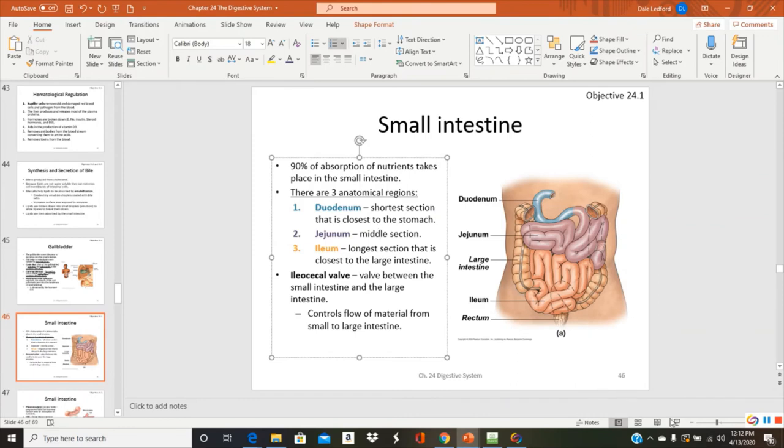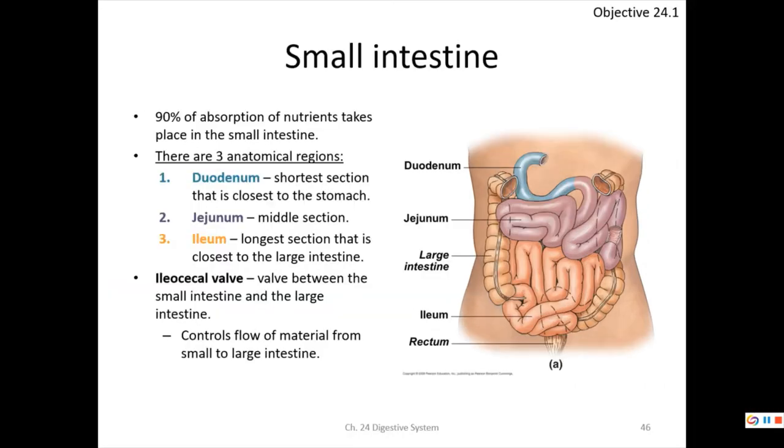The middle section is the jejunum, and the ileum is the longest section near the end. It attaches to the large intestine. To remember them, just think about a DJ, DJ Ileum. Man, he'd be spitting, dude. He'd be really cutting those records. So the duodenum, DJ, ileum: duodenum, jejunum, ileum.